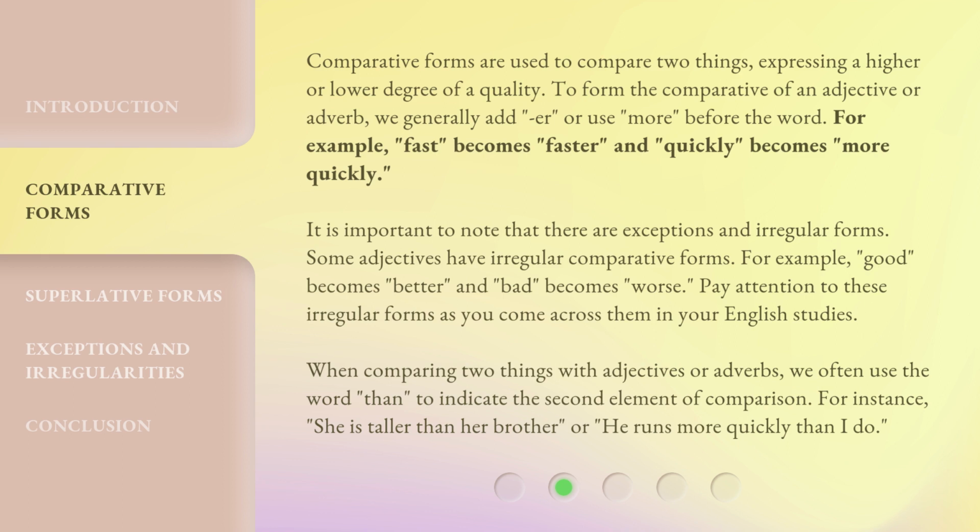When comparing two things with adjectives or adverbs, we often use the word than to indicate the second element of comparison. For instance, she is taller than her brother, or he runs more quickly than I do.